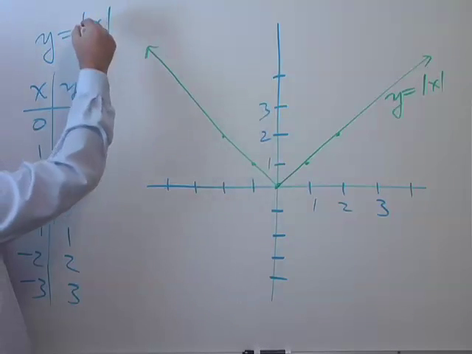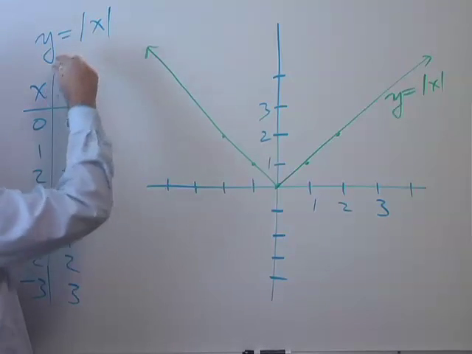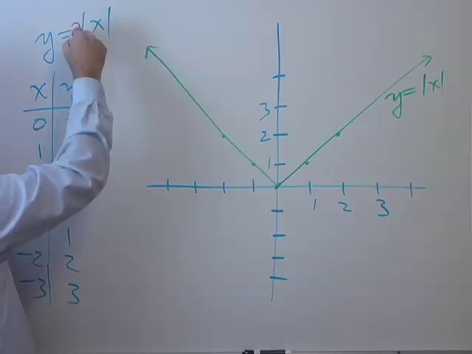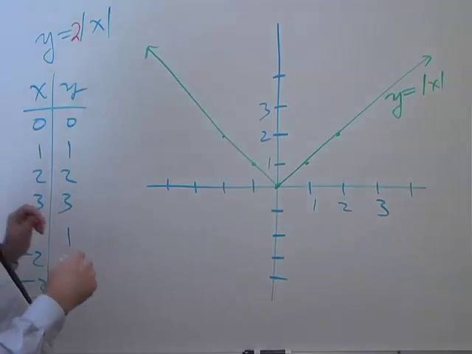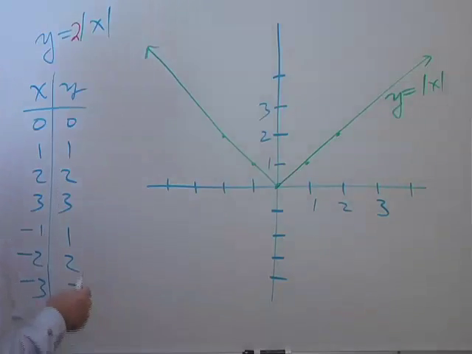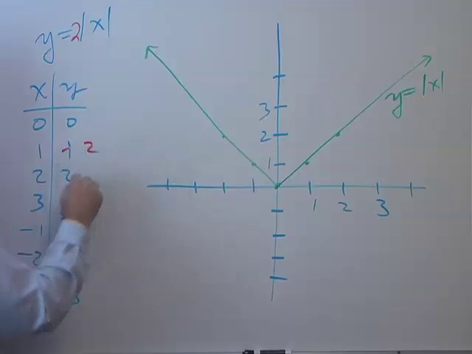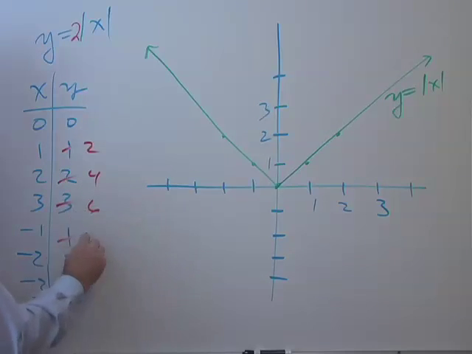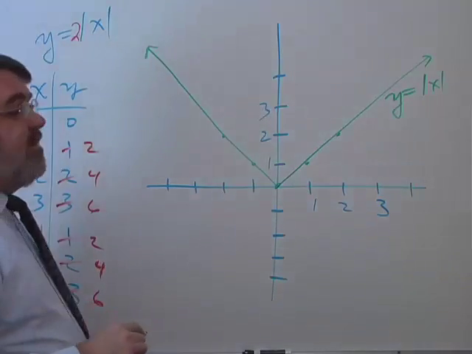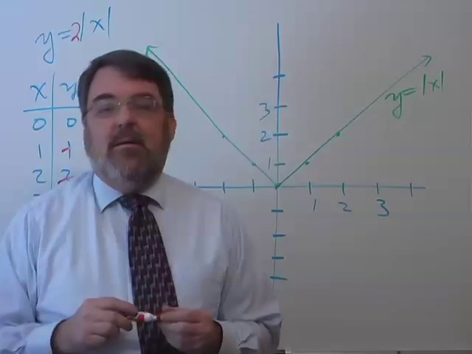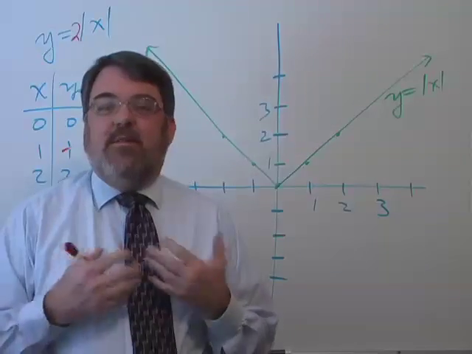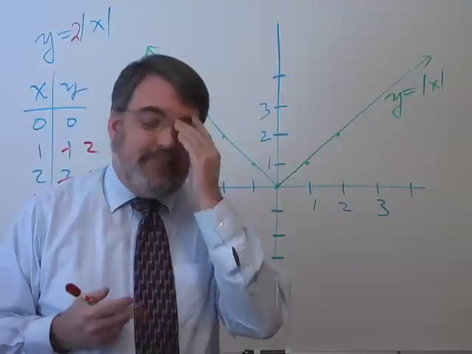This time I'm going to multiply the function, the absolute value of x, by 2. All right, so I'll squeeze it in there. And when we do that, we're multiplying the outputs by 2. So now the 0 stays the same, but this becomes 2, 4, 6, 2, 4, and 6. Multiplying that absolute value of x by 2 doubled all the y values.